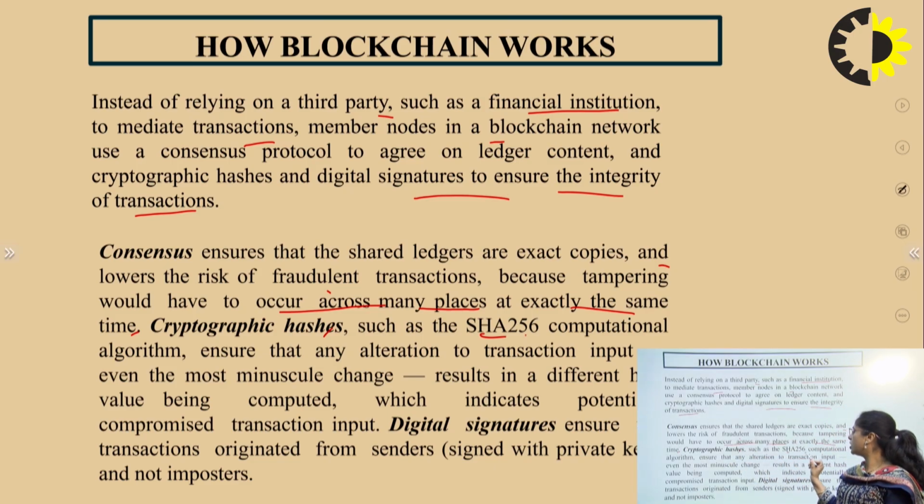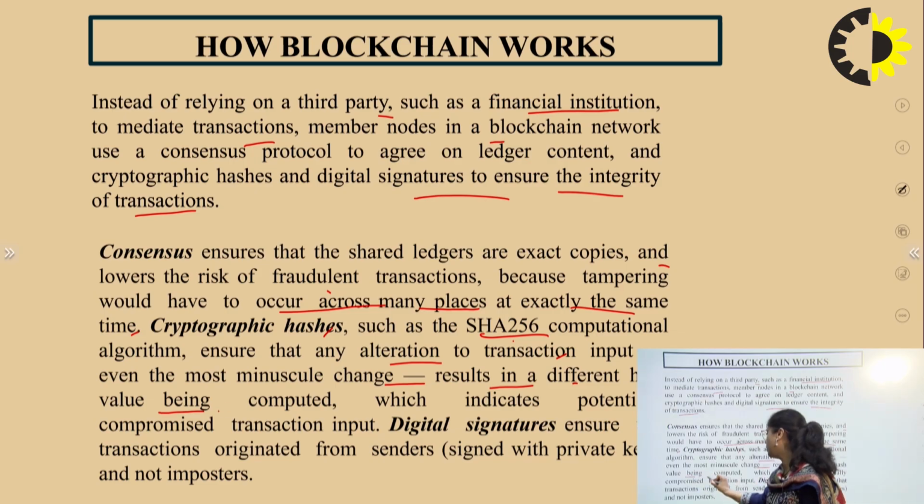Cryptographic hashes such as SHA-256. The SHA-256 algorithm is used for hashing here, for the uniqueness of the hash value. These ensure that any alteration to the transaction input, the most minuscule change, results in a different hash value being computed. This means that if we change even some minimum data in the ledger, the hash value will change. For this, the SHA-256 algorithm is used.